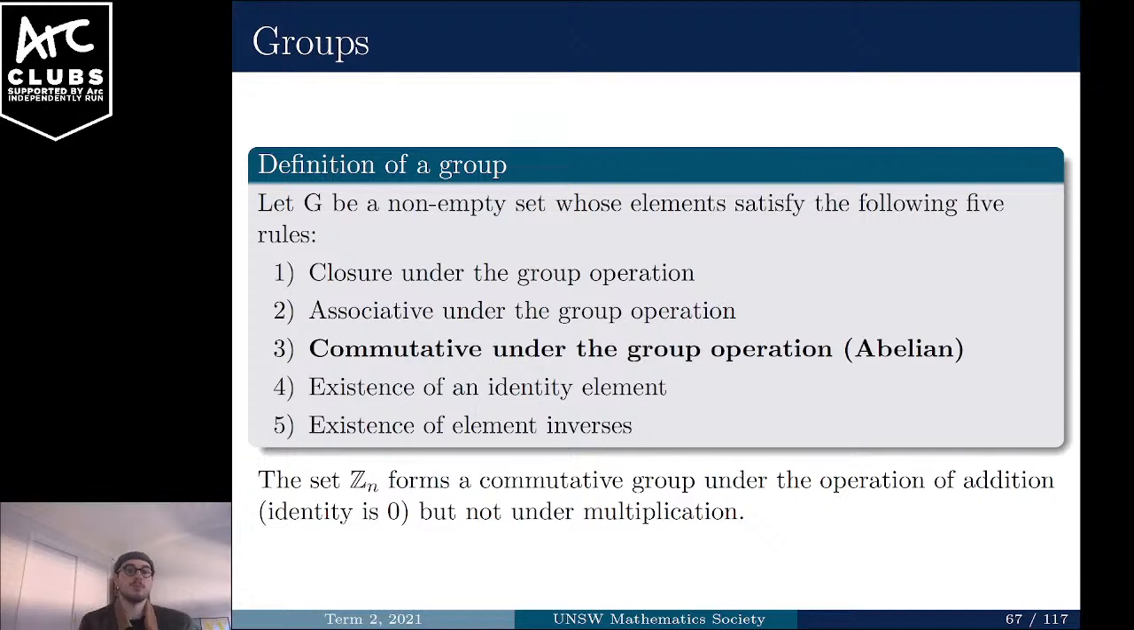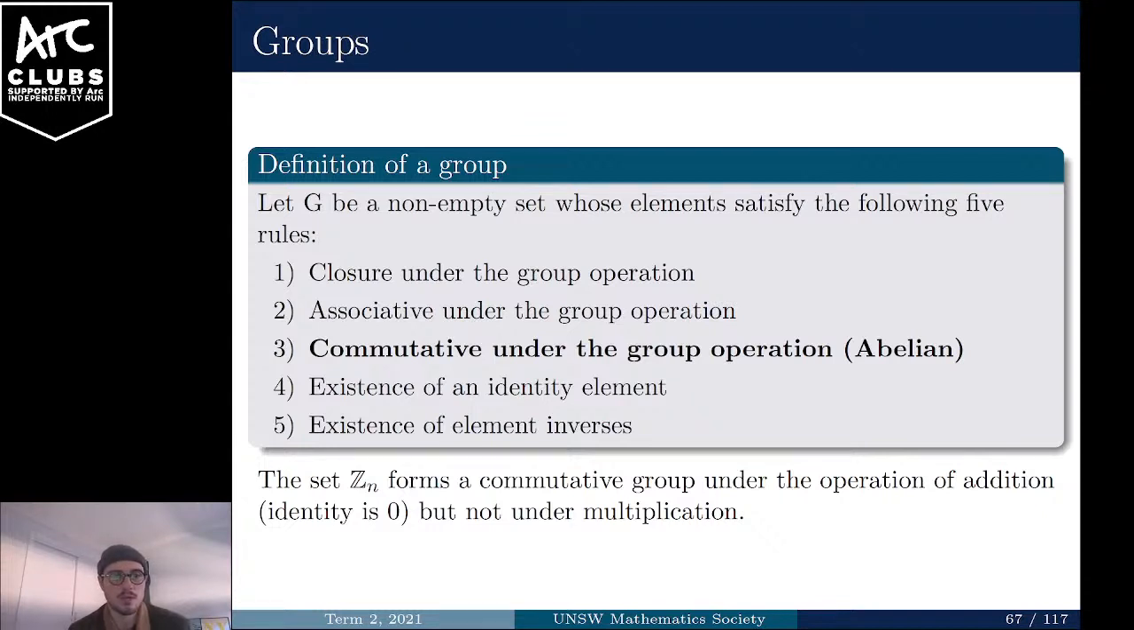Cool. And then groups. So the definition of a group. So we've looked at rings, and we talked about commutative rings with identity and adding inverses in them to create a field. Multiplicative inverses to create a field. Now, if we look at the definition of a group, we say let G be a non-empty set whose elements satisfy the following 5 rules.